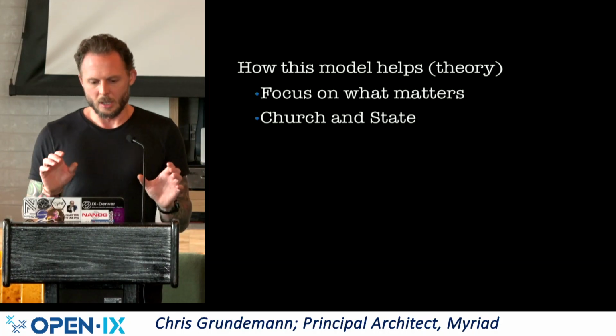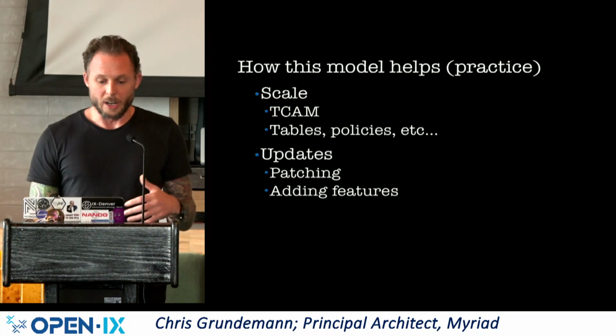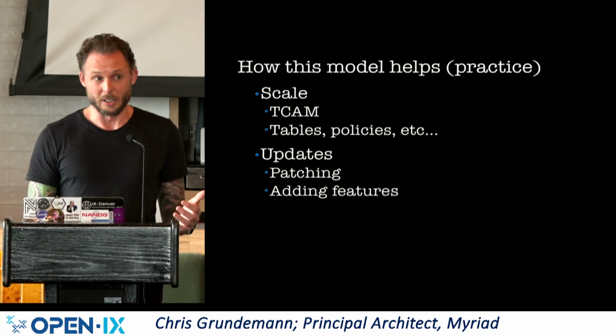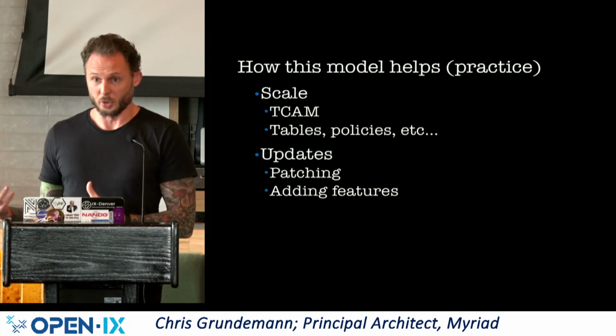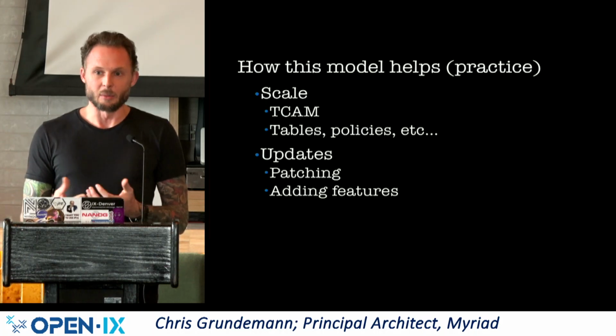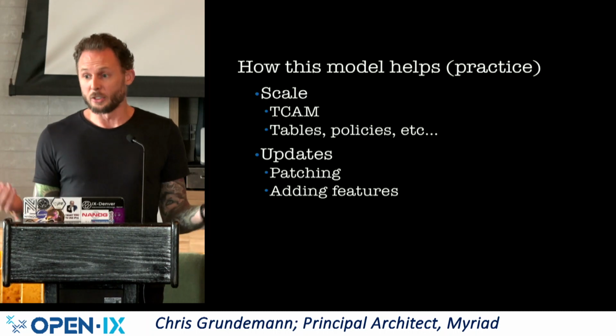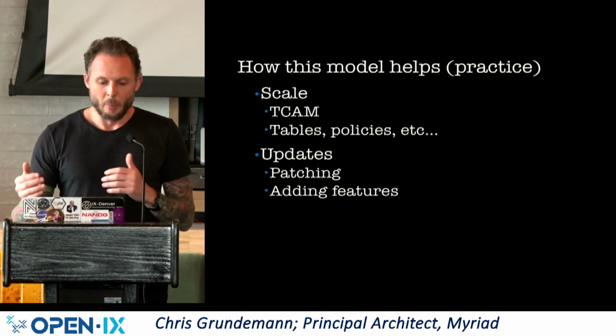And also, I think I get to it in a little bit. So in practice, right, you've got this scale idea, right? So TCAM's not really an issue anymore if all your routes are living in servers. And that goes into tables, policies, right? I mean, the routing table, it's going to be really easy to store that if you've got unlimited cloud-scale routers. And then also the updates part, right?